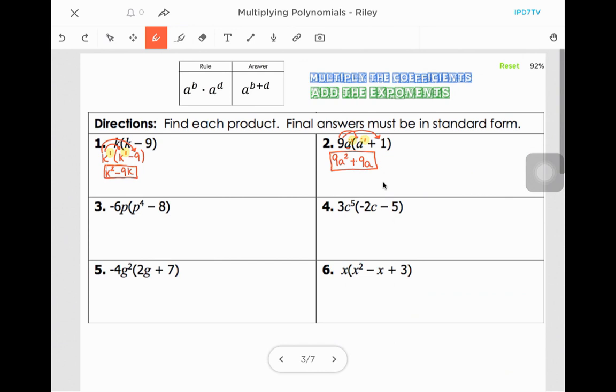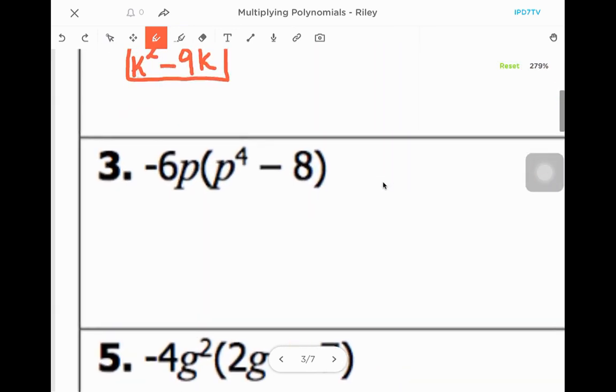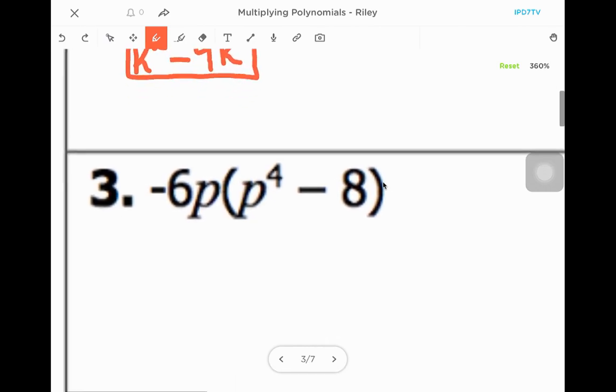All right, let's try another one. Repetition is our friend. Yes, it can be boring, but the more problems you see, the more likely you are to kind of catch on. Patterns kind of help our brain learn. All right, so let's try another one.